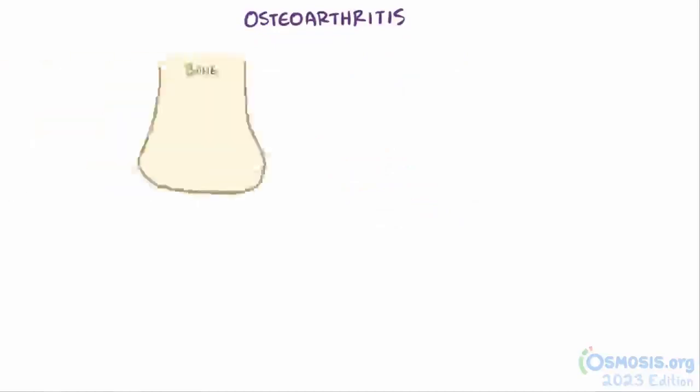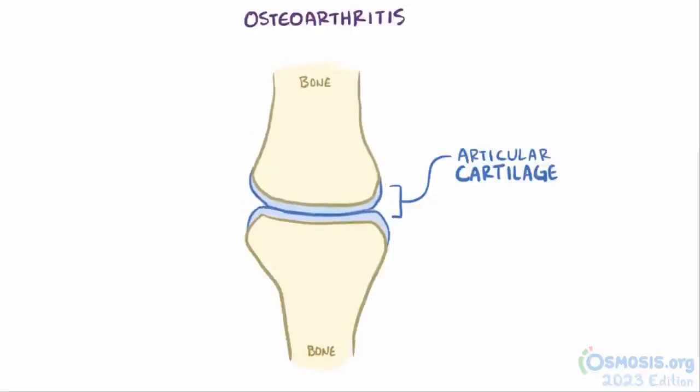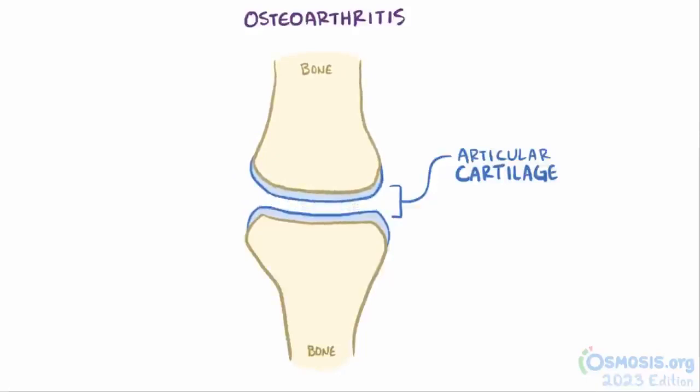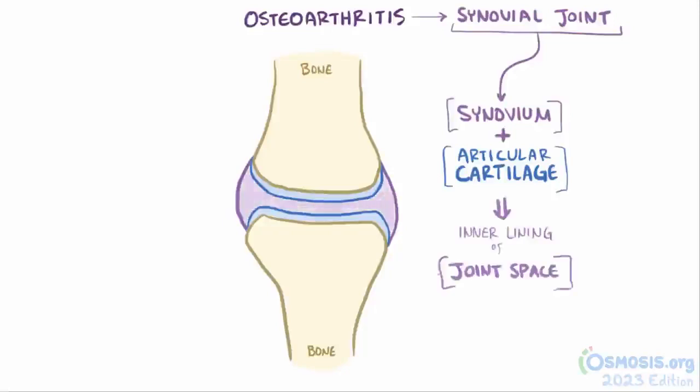Alright, so a healthy joint consists of two bones, each with its own layer of articular cartilage, which is a type of connective tissue that allows the two bones to glide against each other, essentially without friction. With osteoarthritis, we're really talking about one particular kind of joint, which is a synovial joint. Along with articular cartilage, another important component of synovial joints, and where they get their name from, is the synovium, which, along with the surface of articular cartilage, forms the inner lining of the joint space.